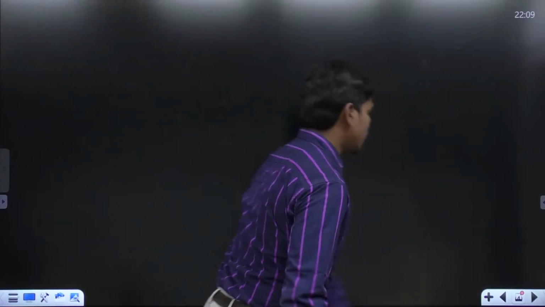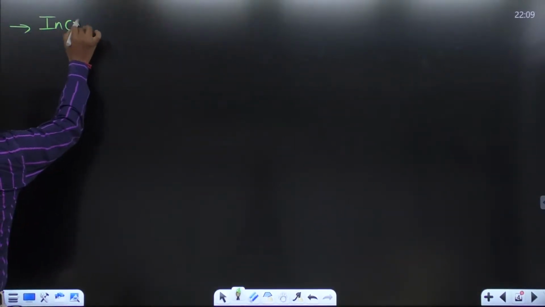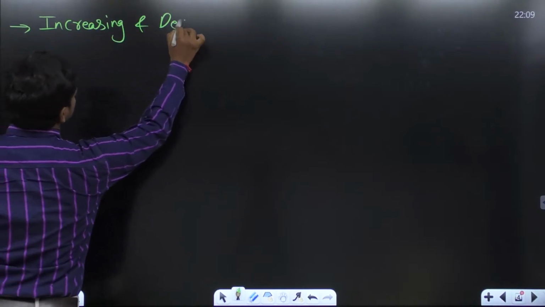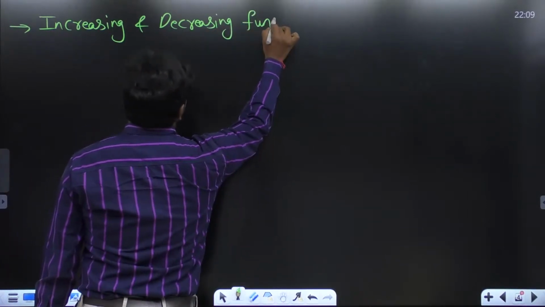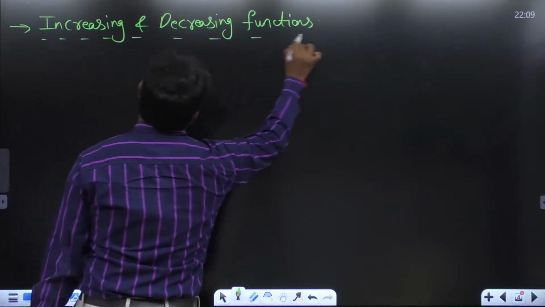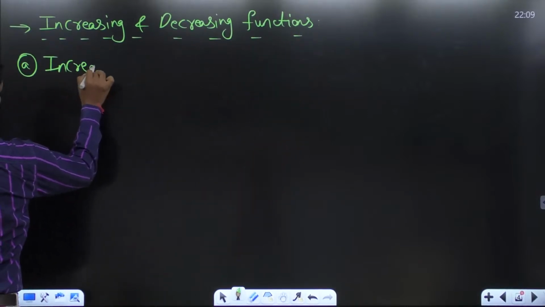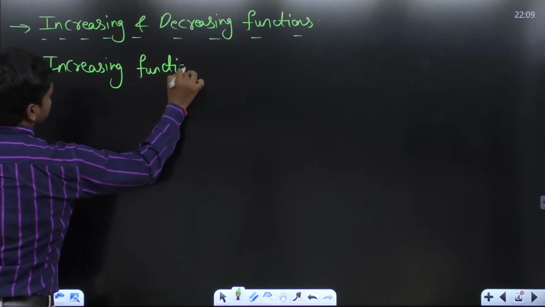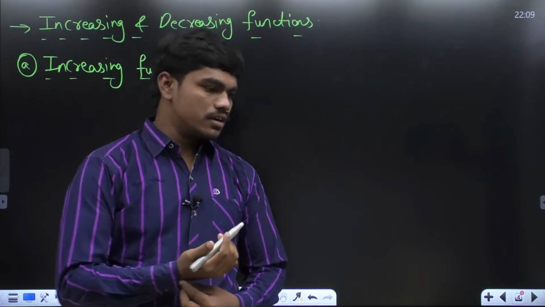Next, I just want to talk about one important category of functions, which is increasing and decreasing functions, because this is really important. Increasing and decreasing functions. Now let us first talk about increasing functions. Now what is an increasing function?